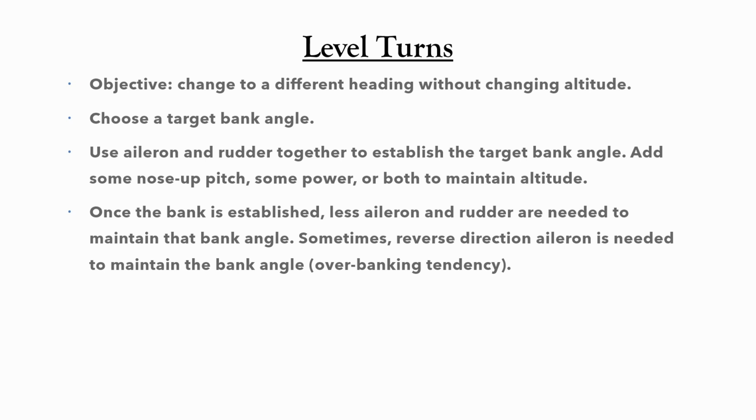If you're trying to do a target turn rate, such as a 2-minute turn, then you'll make adjustments to that target bank angle if you're turning either too fast or too slow. If you're turning faster than the 2-minute turn, then you'll choose a shallower bank angle. If you're turning too slowly, you'll steepen the bank.